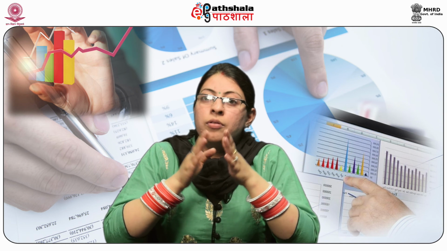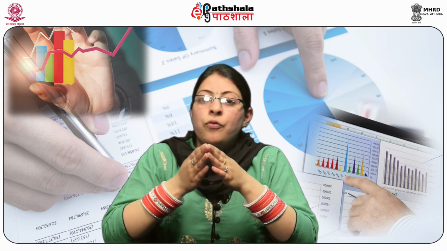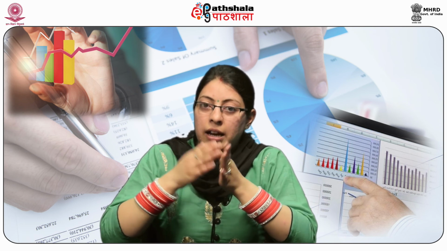From sales, when we subtract variable cost, we come to contribution. From contribution, when we subtract fixed cost, the resulting figure is earning before interest and tax. Then we subtract interest from EBIT and we come to EBT, that is earning before tax. And when we deduct tax from EBT, we come to EAT, that is earning after tax.